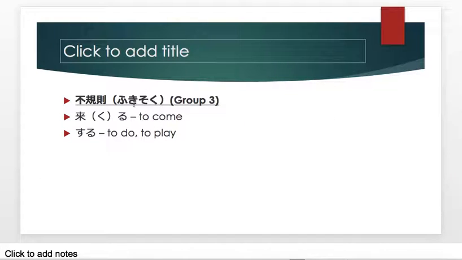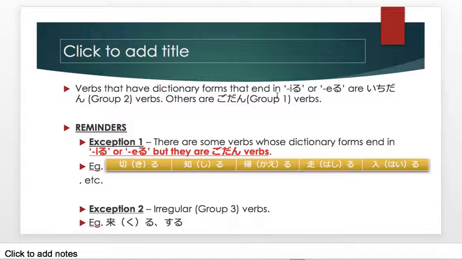Then fukisoku is a group of their own. I don't have to talk too much about this. It's just 2 verbs for now. Verbs that have dictionary forms that end in iru or eru are ichidan. The others are godan. Where there are the exceptions. But yes, you'll get used to them. You'll have to memorize them, otherwise you can have a look at their conjugation, which we'll talk a little more about later on. So yes, just for now, keep in mind kiru, shiru, kaeru, hashiru, and hairu.